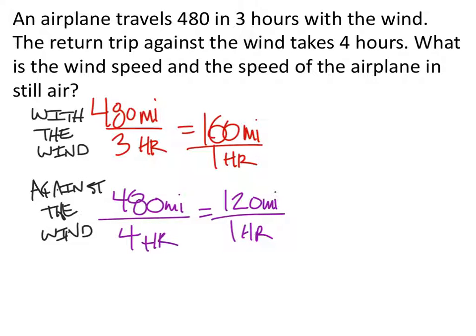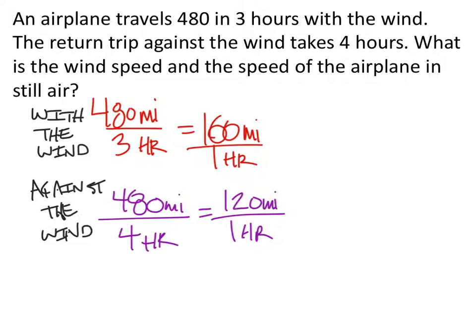Hopefully this makes sense at least a little bit, because if you're flying with the wind, you should be going a little bit faster, just as if you were to be running. And if you were to run against the wind, even if you're in an airplane, you should be going at least a little bit slower. So these two answers so far make a lot of sense.